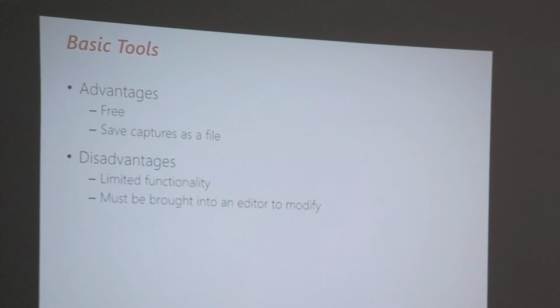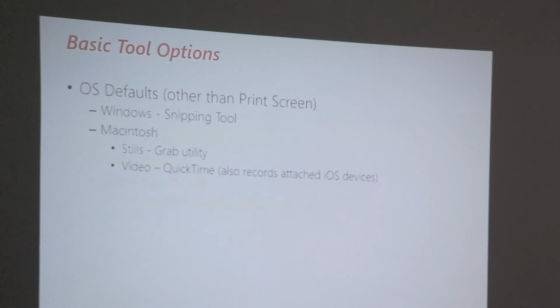Advantages of basic tools, they're free, and you save the captures as a file. Disadvantages for basic tools, simple ones, limited functionality, and again, they must be brought into an editor to modify them. Your operating systems come with the default other than print screen. Windows has a snipping tool, which allows you to capture a window or capture a region or whatever. Macintosh has the Grab utility, similar. And you can capture video with QuickTime on a Mac, which also will record an iOS device. You can use that as your source.